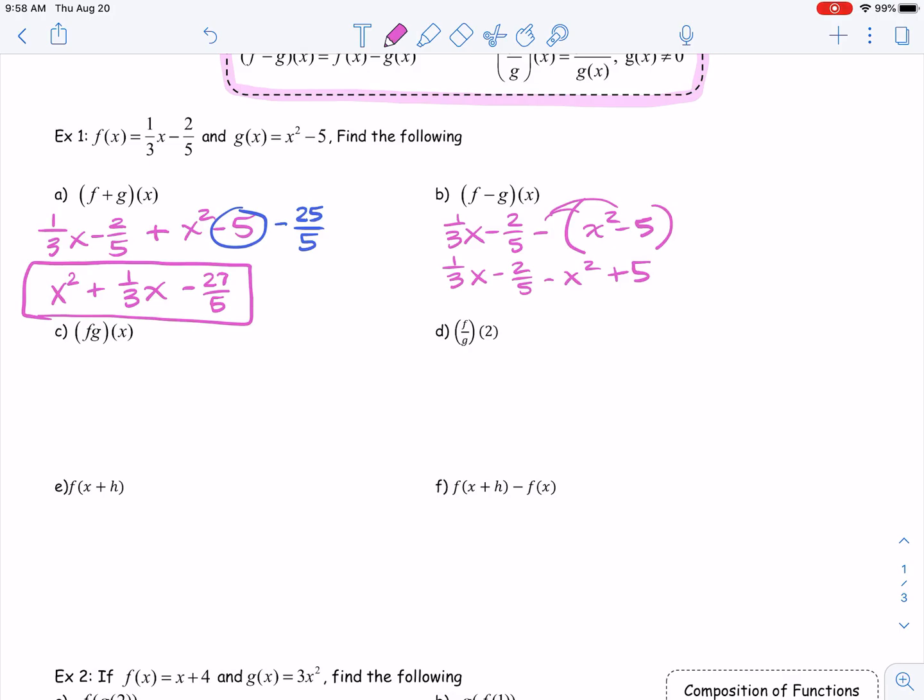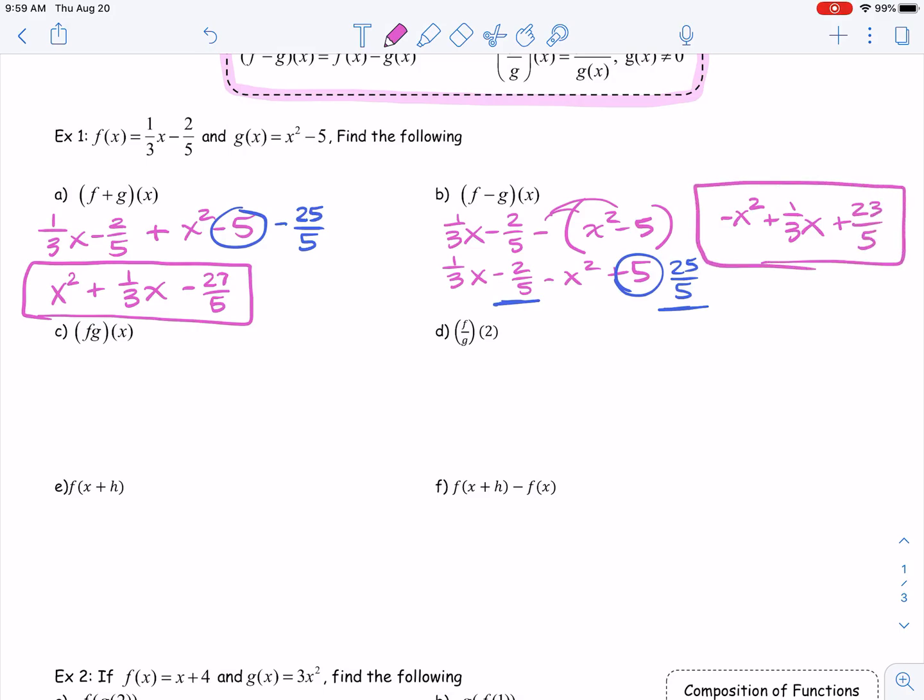Here again, I'm just combining like terms. There's only one x squared term, and that's a negative x squared. There's only one x term, and that is my positive 1/3 x. I have those two constant terms, the negative 2 over 5 and the positive 5. Again, we know that positive 5 is the same thing as 25 over 5. So now I'm combining a negative 2/5 with a positive 25 over 5, and that's going to give me positive 23 over 5. Cannot combine anything else, cannot reduce any fractions, so I leave it as is.